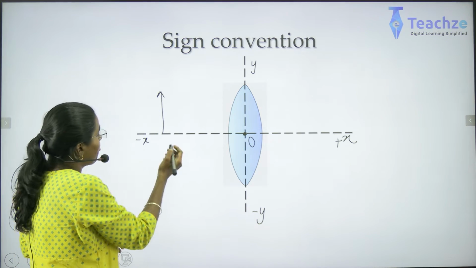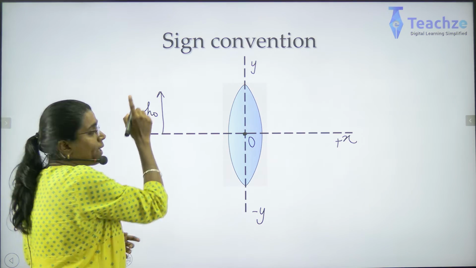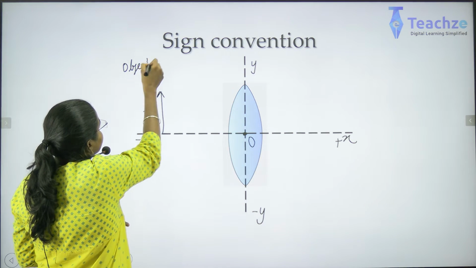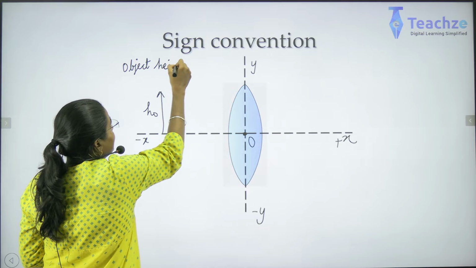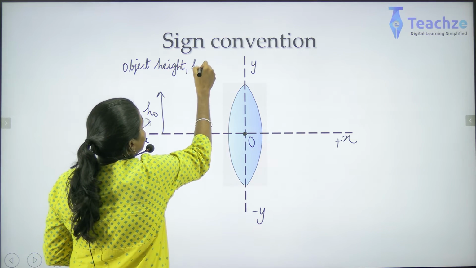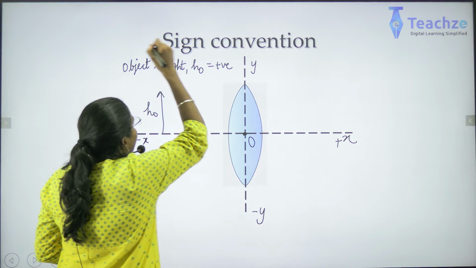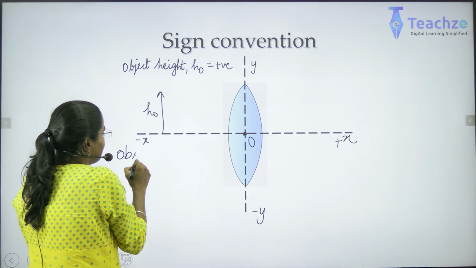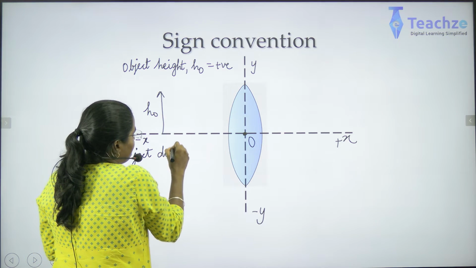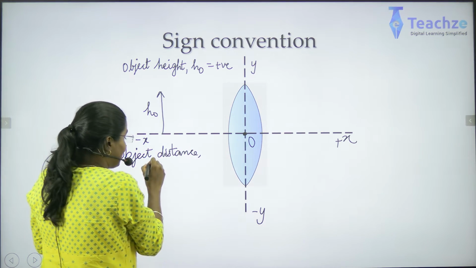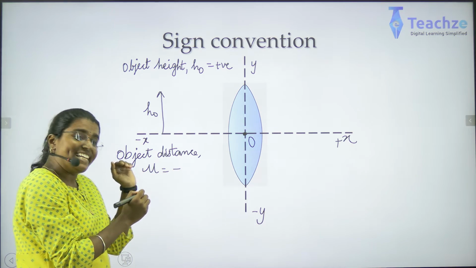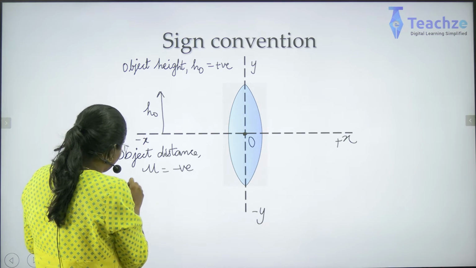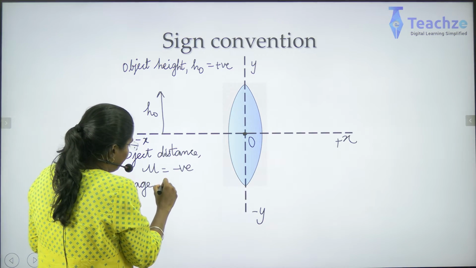Now, this will be my HO, the object height. The object height HO is always positive. My object distance, we call it U, will always be negative. Then my image distance will go positive and negative.